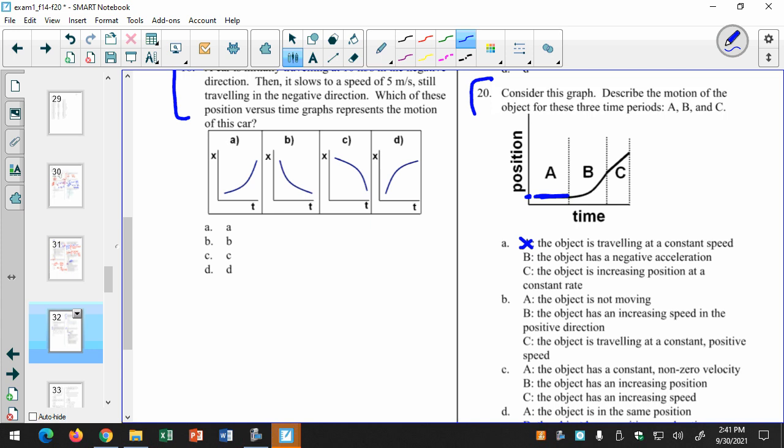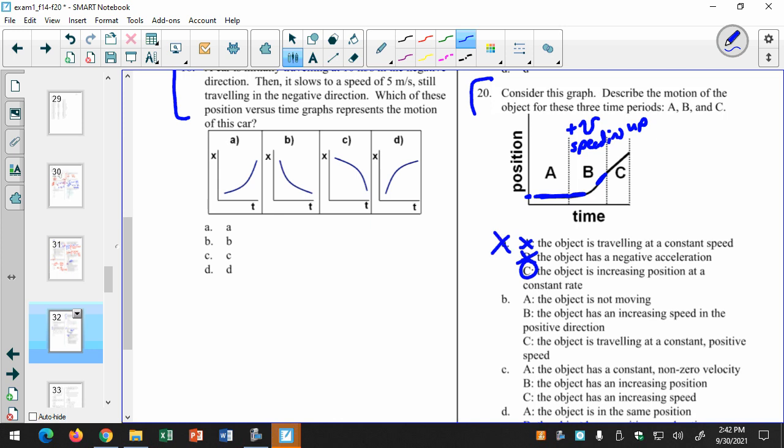For B, the object has a negative acceleration. Well, let's see. It has a positive slope, so it has a positive velocity, and it's speeding up. So that means the object has a positive acceleration. And in C, the object is increasing position at a constant rate. Is that true? That is true. Very good. But A is not correct.